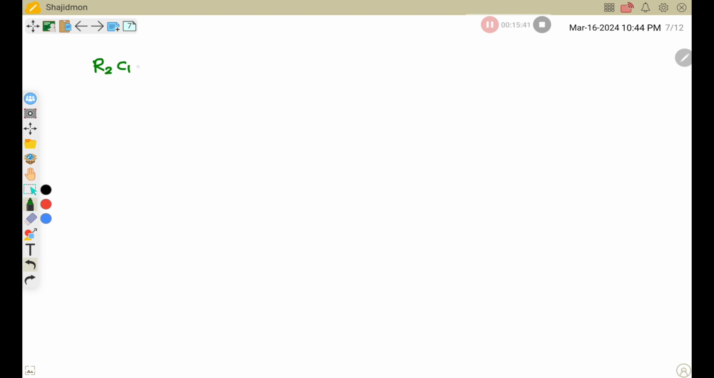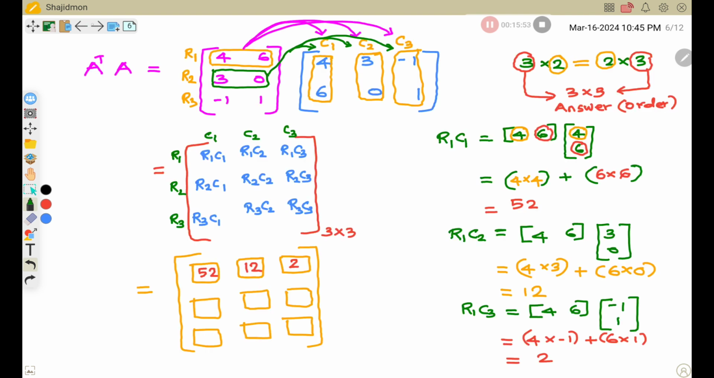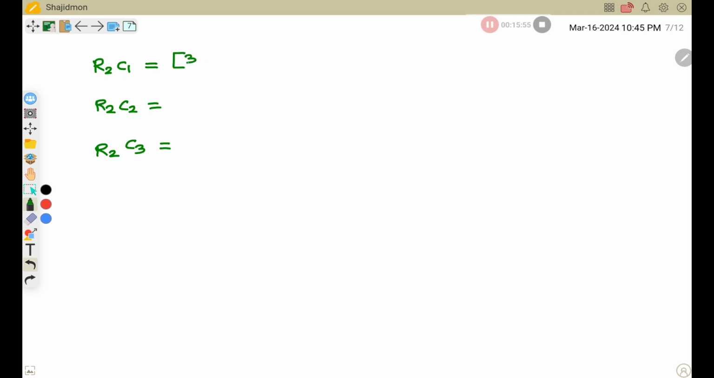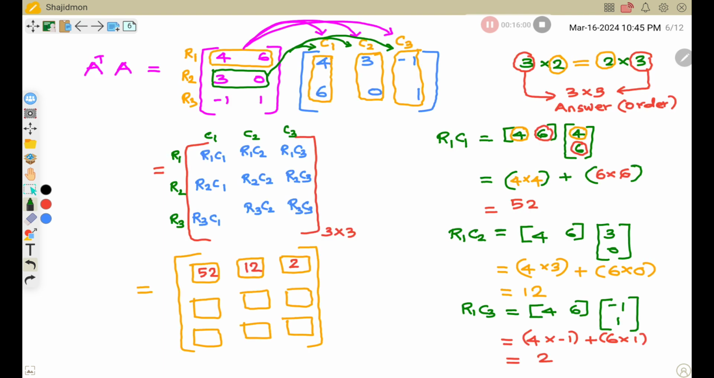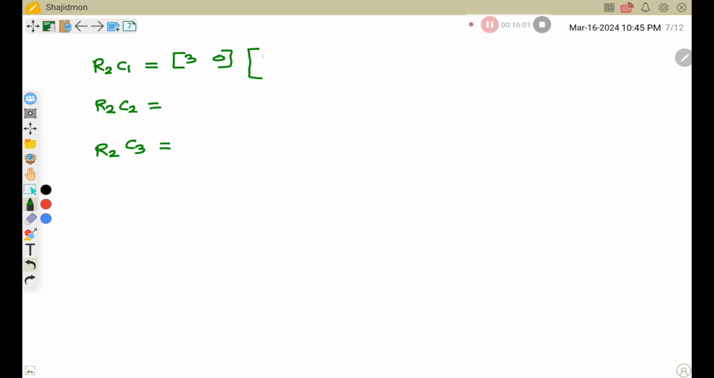Second row multiply with the first column, second row multiply with the second column, second row multiply with the third column. These three numbers we need to calculate. For example, what is the second row here? 3 0, correct? Multiply with the first column. What is the first column? 4 6. So we need to multiply this one, 4 6.